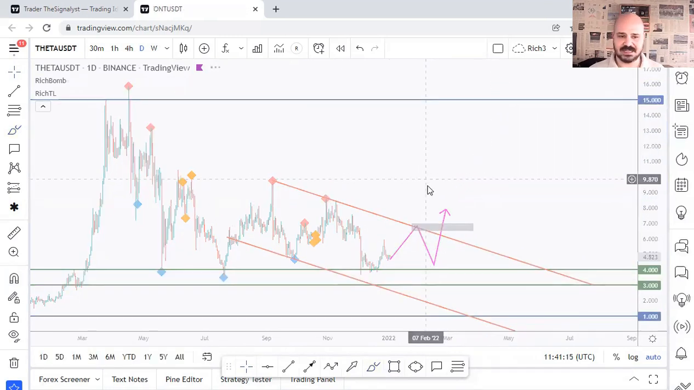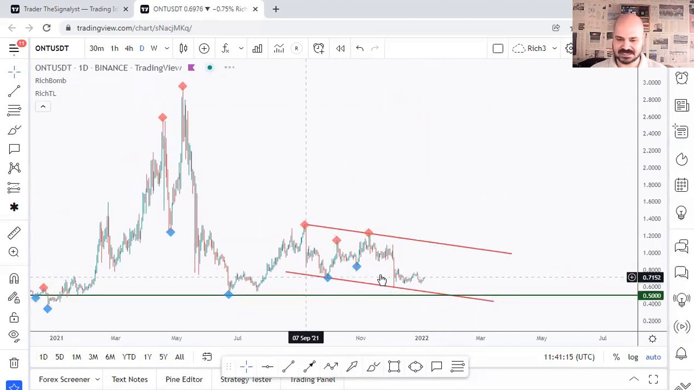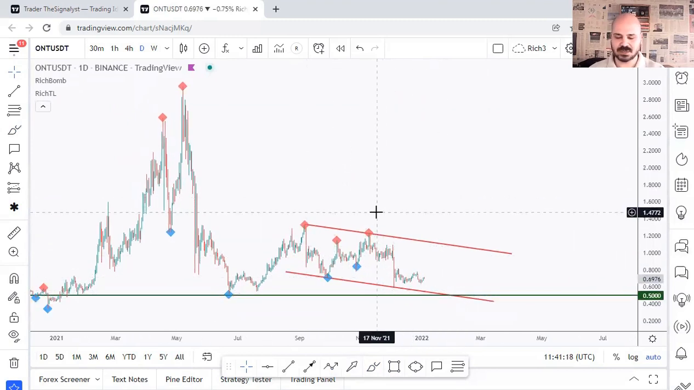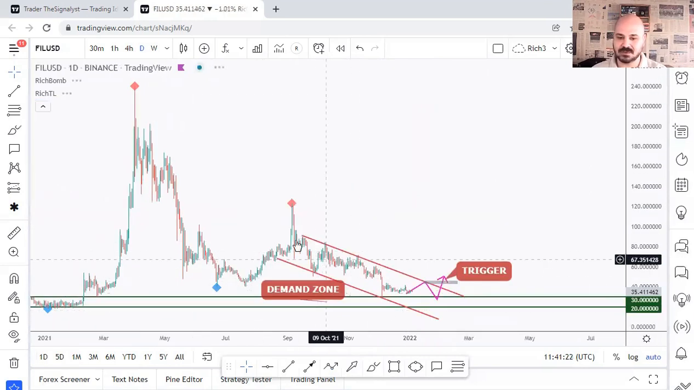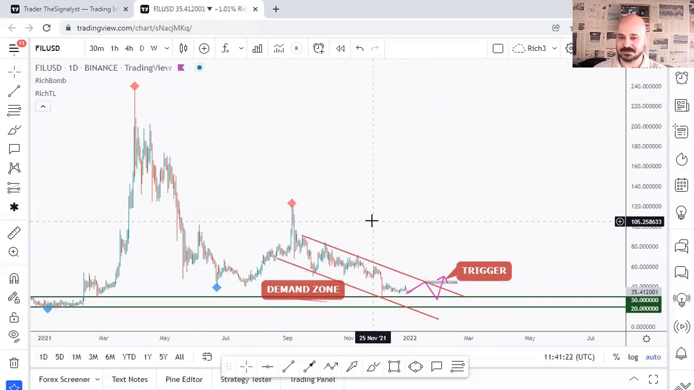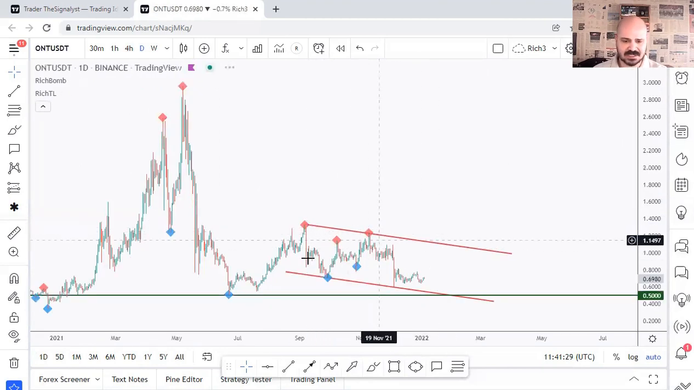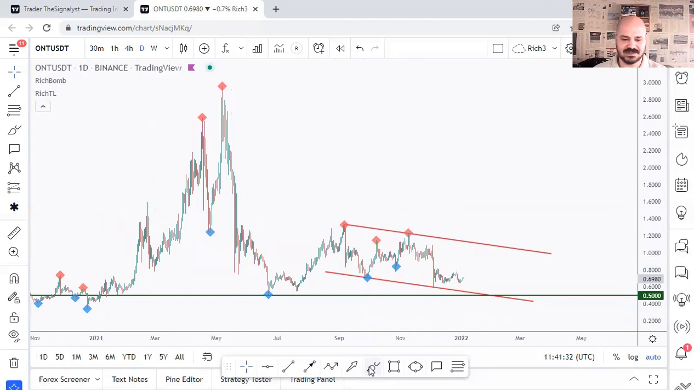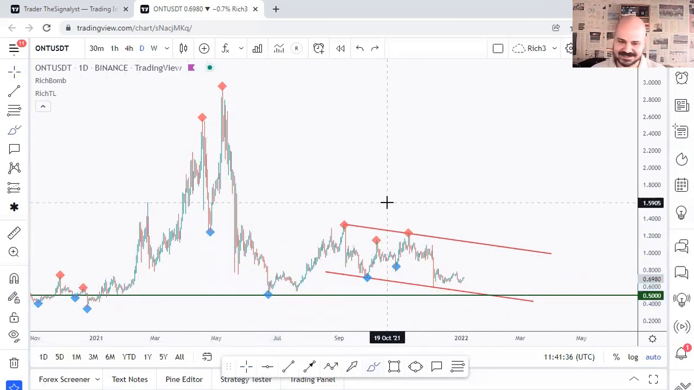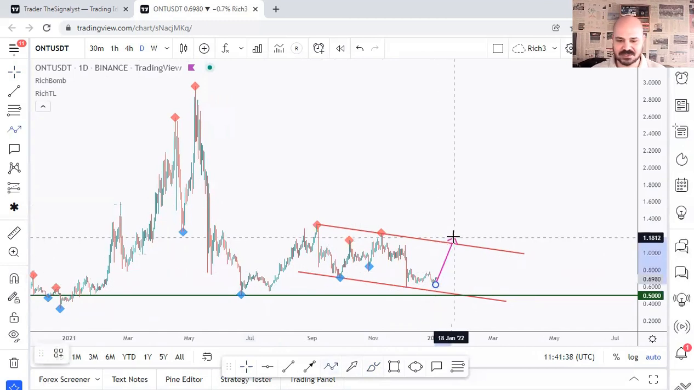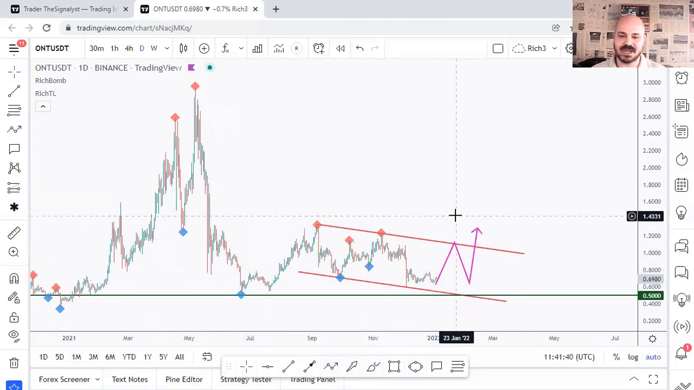Okay, for the next one, for ONT, the exact same scenario. This one looks most likely like the previous one, and not like Filecoin, which is, sorry, a little bit steeper. So here we go, also approaching a very strong support, which was a demand area previously. Again and again, waiting for a third swing to come around it, and then we can buy on swing upward.